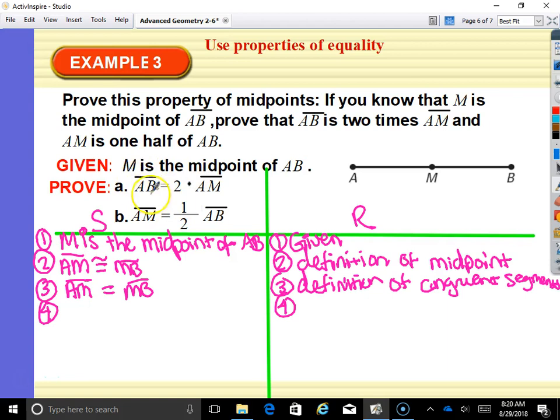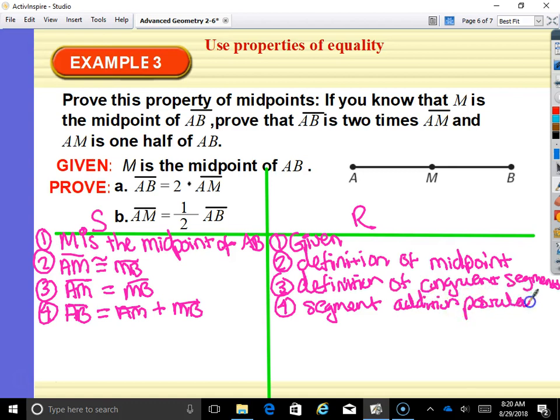All right, so I'm trying to get to AB, the whole thing, equaling 2 times AM. So if I'm trying to get to the whole thing equaling something, why don't I do a segment addition thing, right? Can't I do that? Can I say that the whole thing, AB, equals AM plus MB? Segment addition postulate.